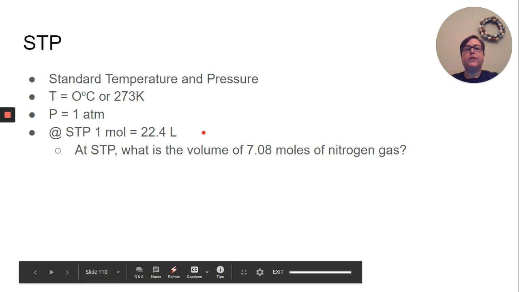So when we go to convert, we always start with our given. And in this case, it's 7.08 moles of nitrogen gas. Remember, nitrogen is a diatomic. It is part of Hofbrinkel, so it's going to be N2.